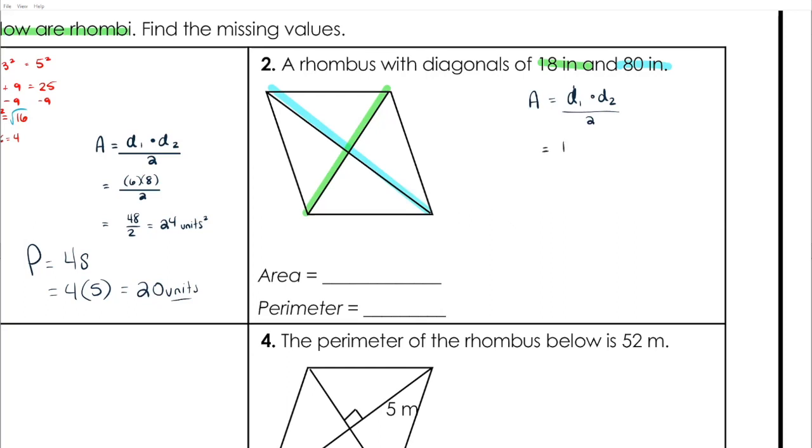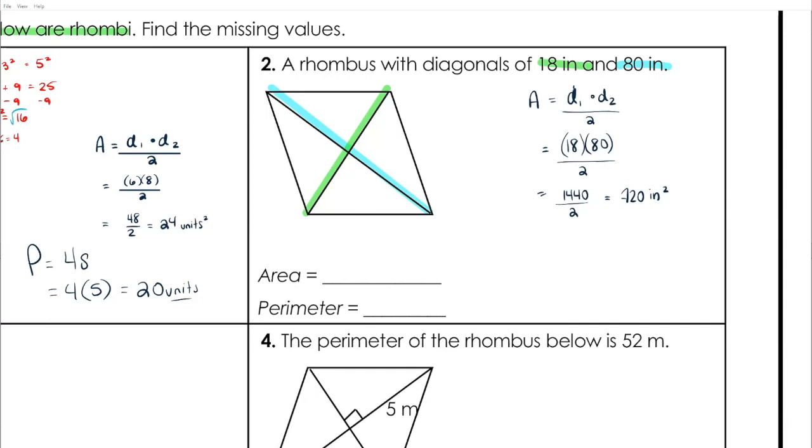So diagonal 1 is 18 times 80. I'm going to go ahead and use parentheses because that's where we've been doing it. 18 times 80 over 2. 18 times 80 is 1,440. And then 1,440 divided by 2 leaves us with 720 inches squared. That's awesome. That's exciting. That would be the area, correct.